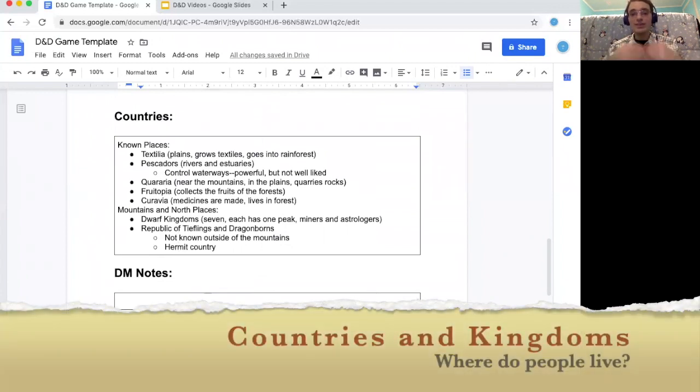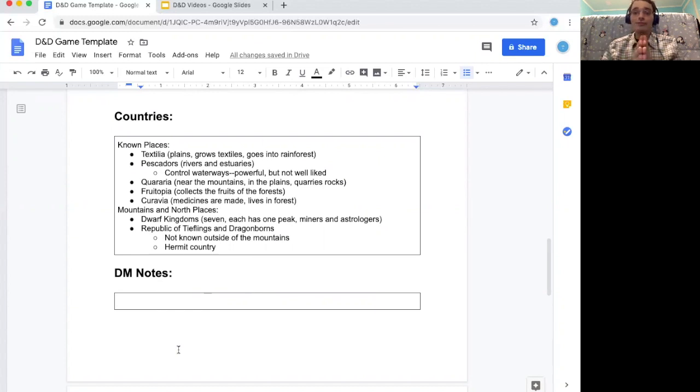Then I go into the countries. Once again, these are the known places. These are the places the characters already know about. It's okay to have information that your players don't know, that they're going to have to either discover or that they're going to make assumptions about. And those assumptions either will be right or wrong, and it is player choice that determines if they ever figured that out and how they figured that out.